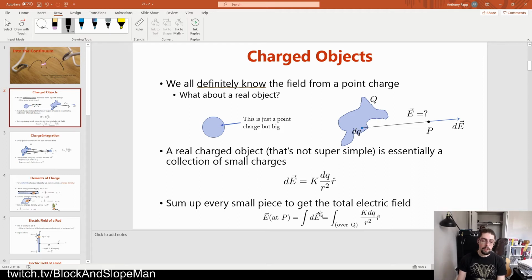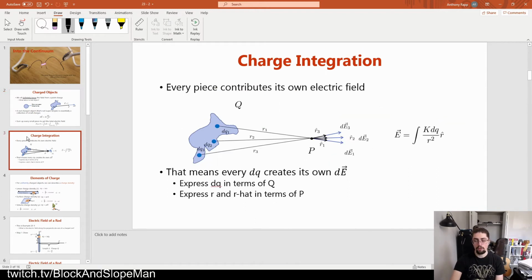And maybe you can already kind of see this is not a feasible endeavor, right? Because if we really get into it, if we actually look at this object in any sort of detail, let's imagine that I've got my first piece up here in the top, dq1. Well, it has its own r1, it has its own r1 hat, and it has its own contribution to the field.